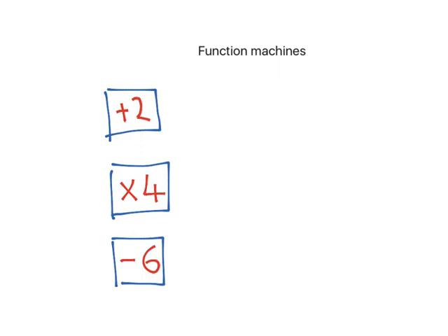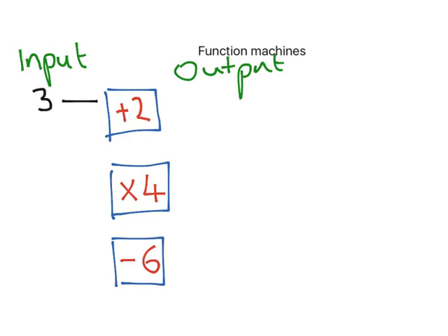We have two numbers that work around it. So we have our input, which is the number that goes in, and our output, which is the number that comes out. So for example, let's start with this first one. Say we put in 3 into our input machine and it added 2 to it. Our output would be 5. What do you think our output would be if my input was 4? So if the input was 4, the output would be 6.